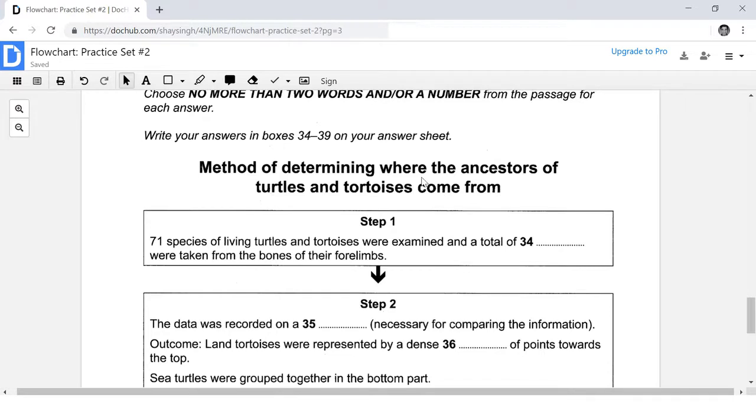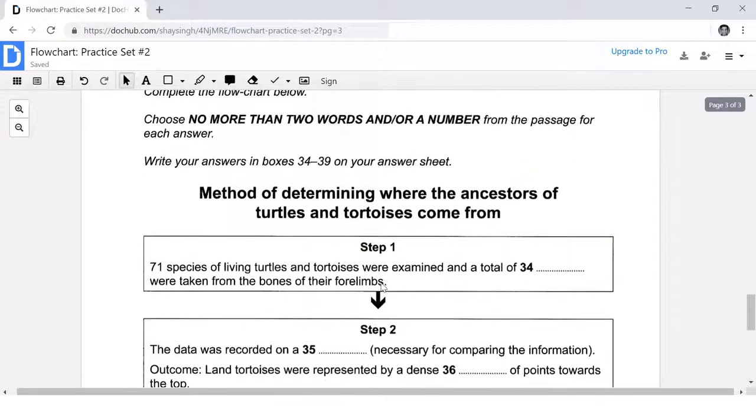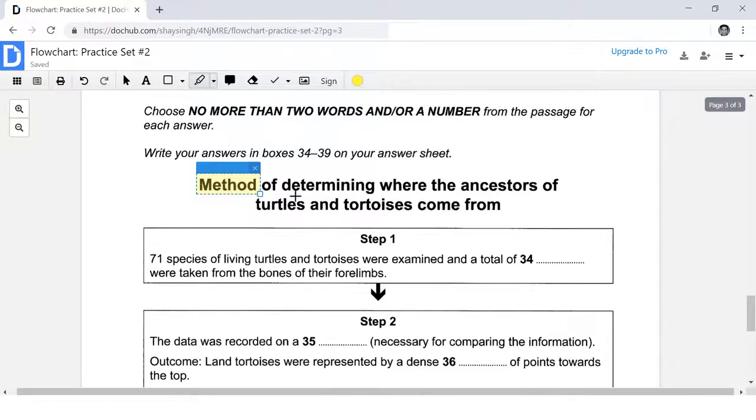Here we have the title of the question set, Method of Determining where the ancestors of turtles and tortoises come from. And then here we have our sequence of questions. So the way I'm going to start off here is I'm going to first mark the keywords in this title, because if I can locate these keywords from the title, then I'll be able to locate the matching paragraph, and then my job is going to become much easier. So the first thing you'll notice is that we are looking for a certain method. This seems to be describing some sort of a method for determining where the ancestors of turtles and tortoises come from.